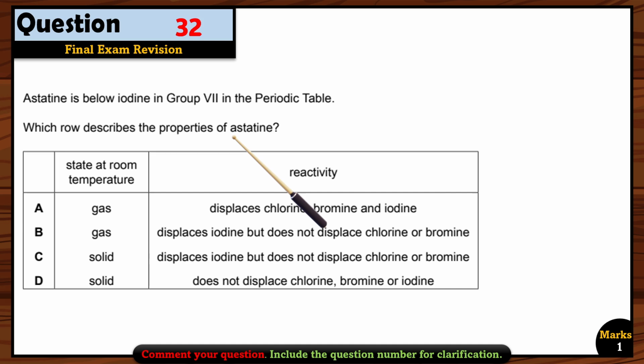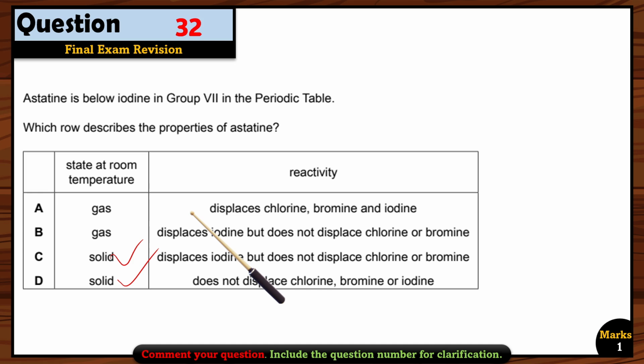Okay, now after bromine, we have iodine. That is a solid at room temperature. So after iodine, we have astatine, and we have to predict the property of astatine. So what does it mean? It means astatine will also be solid at room temperature. So the solid options are right.